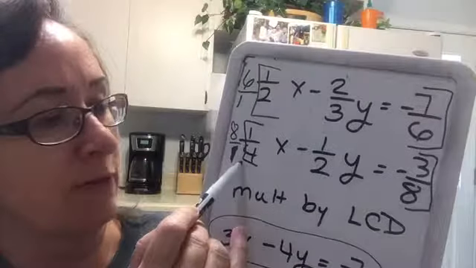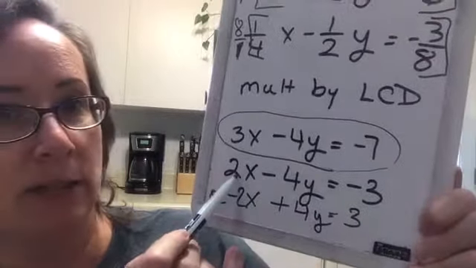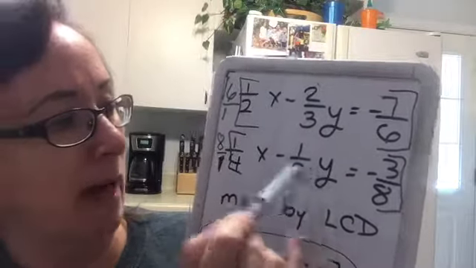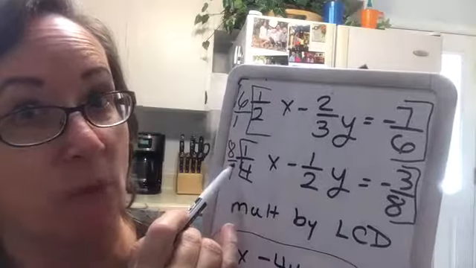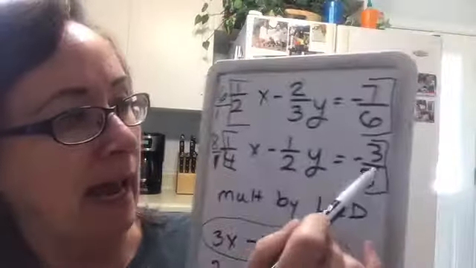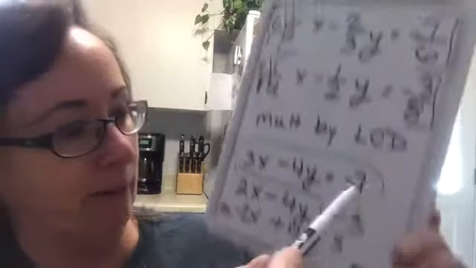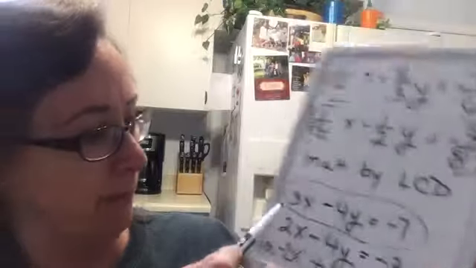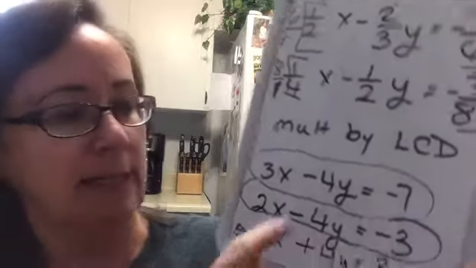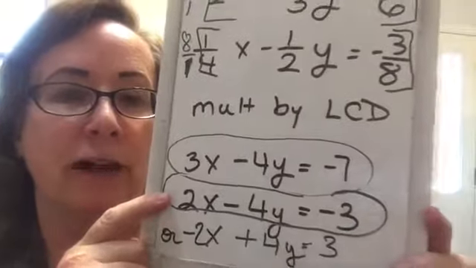So 8 divided by 4 is 2x, and there's my 2x right there. And negative 1/2 y times 8 is negative 4y, and there's my negative 4y. And 8 times a negative 3/8 is negative 3, and there's my negative 3 right there. Okay, so this is my second equation after I clear out all the fractions.